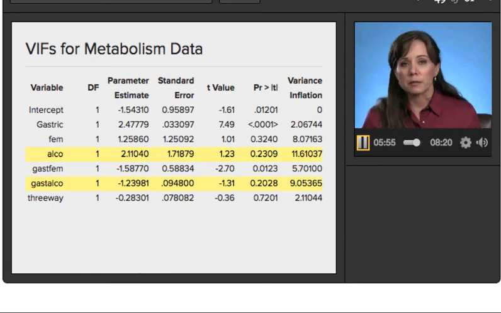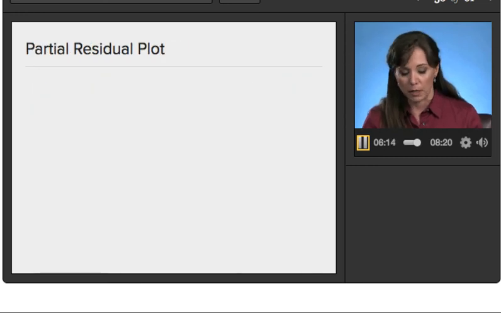And the current wisdom says that if a variance inflation factor is greater than 10, then you should worry about that variable being redundant for the rest of the model. Here we have alcoholism that is at 11 and another one that's at 9. So it might be a good idea to exclude these two, but we're not sure unless we look at something different, and that's called a partial residual plot.